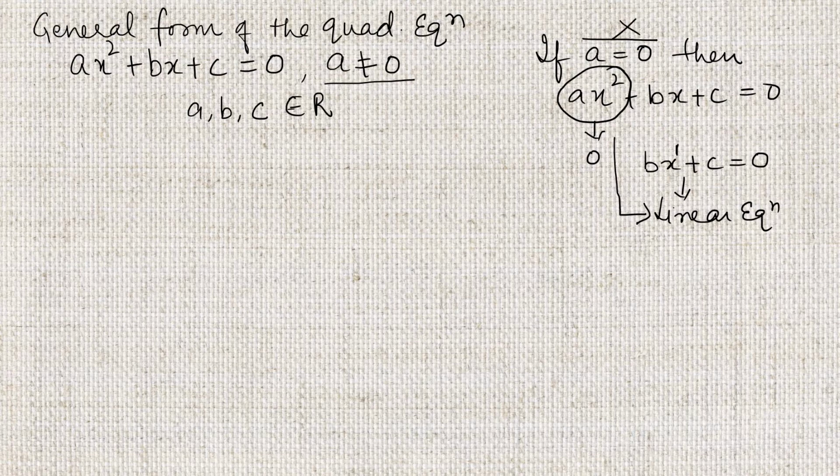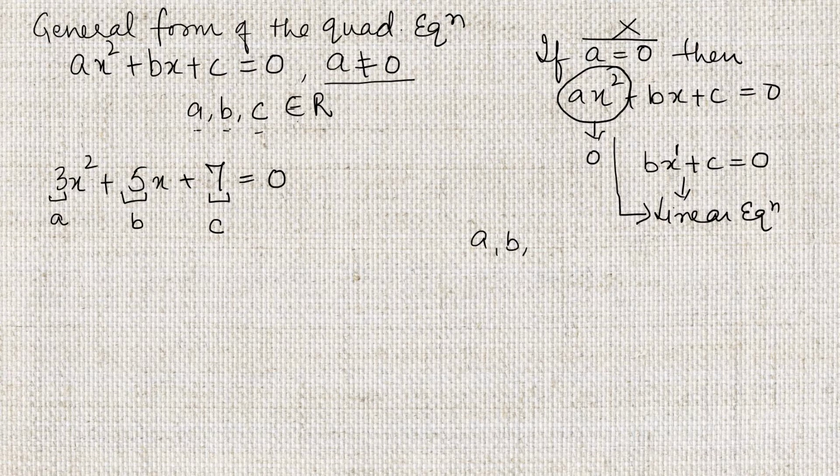Take some examples. If I take 3x square plus 5x plus 7 equal to 0, this is the quadratic equation. It has a degree 2. This is the value of a, this is the value of b, and this is the value of c. When I say that a, b, c belongs to R, it means the real number system. So we can say that a, b, c are the real coefficients.